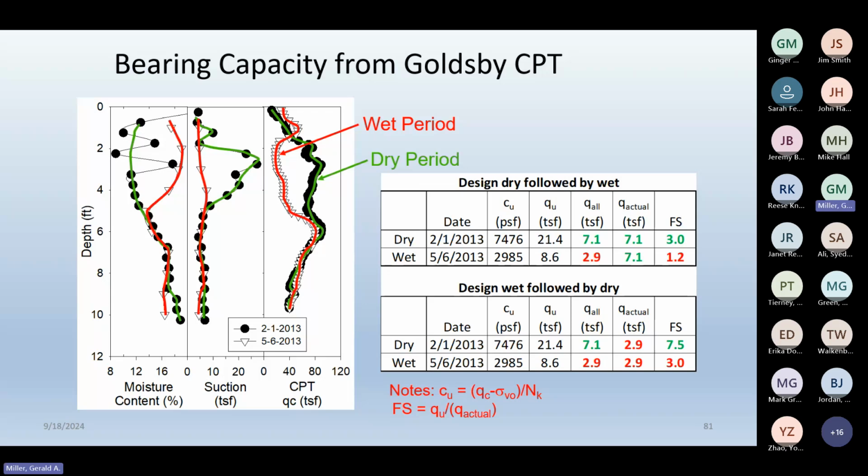All right, so I did the analysis with these, and this time I did it for two scenarios. The first scenario being if you did your CPT during the dry season and recommended your allowable based on the dry season results. And then conversely, if you did your CPTs during the wet season and made your recommendations during the wet season, what would happen when the soil dries out? That's obviously the preferred scenario, but not always the one that we're faced with.